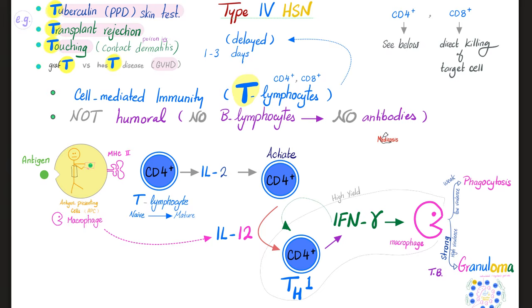Type 4, T lymphocytes. T lymphocytes, tuberculin skin test. This is for tuberculosis, the granuloma. It's for transplant rejection, such as acute rejection, chronic rejection, but not the hyperacute organ transplant rejection. Touching, what do you mean? Contact dermatitis. This is the story of poison ivy. This is the story of wearing a new nickel watch on your wrist and developing a rash on the same wrist, and the rash looks exactly like a watch. This is the story of trying new makeup, and 3 days later, you developed a reaction exactly where you applied the makeup. This is also the story of graft versus host disease.